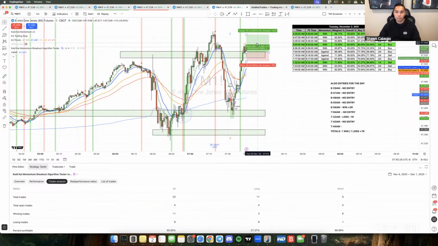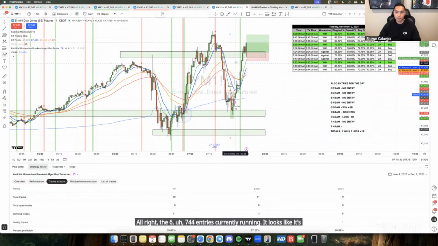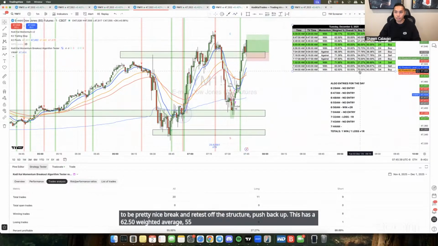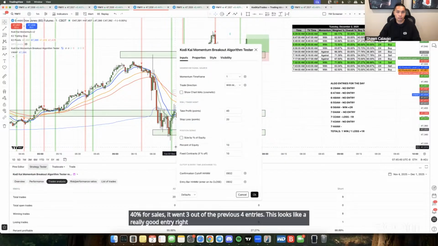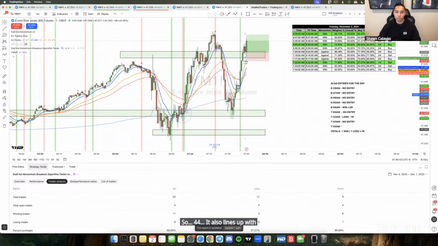All right, the 744 entry is currently running. It looks like it's going to be pretty nice. Break and retest off the structure, push back up. This has a 62.50 weighted average, 55 overall, 70% for buys, 40% for sells. It won 3 out of the previous 4 entries. This looks like a really good entry right here. So 44. It also lines up with MPSV2 as well. All right, so long position is running right there.